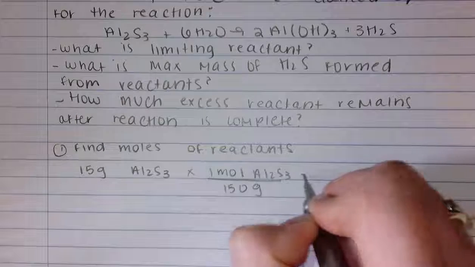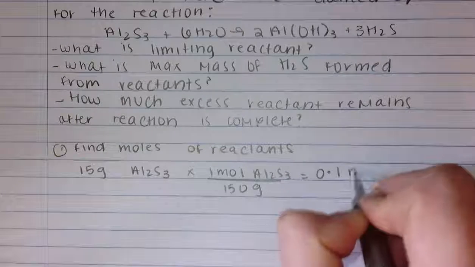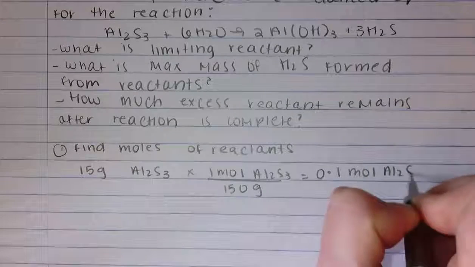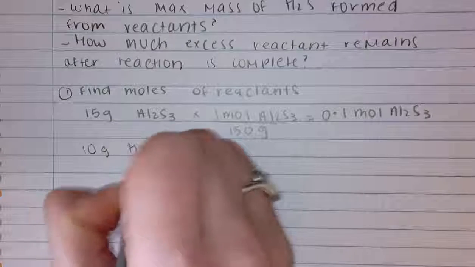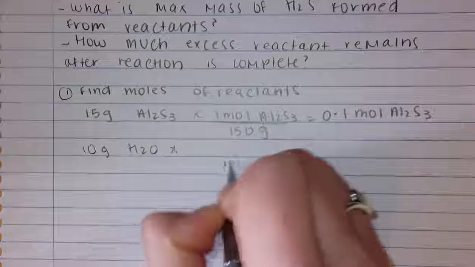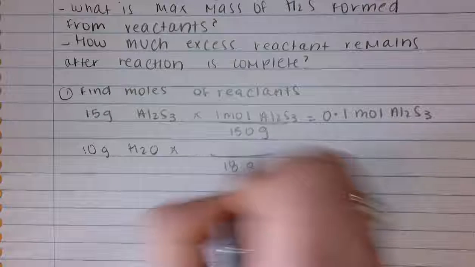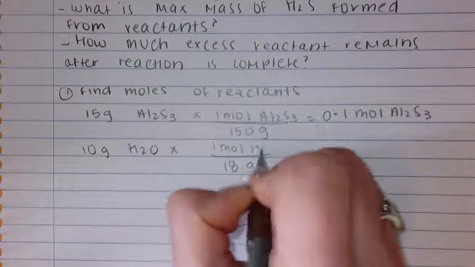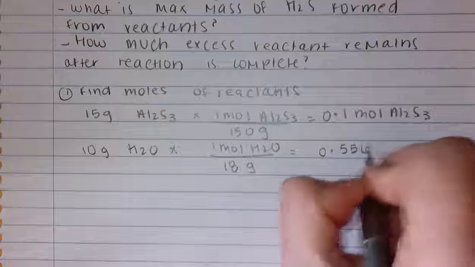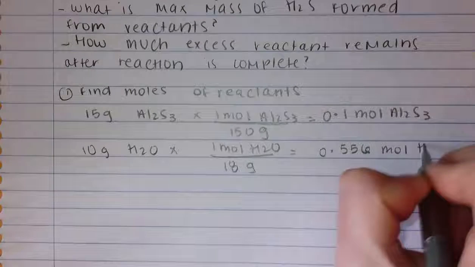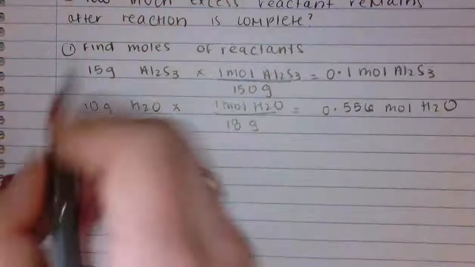So I get that we start with 0.1 moles of aluminum sulfide. And then similarly I can do this for water. So for about 18 grams of water we have 1 mole. And I get 0.556 moles of water.